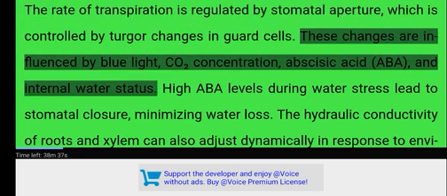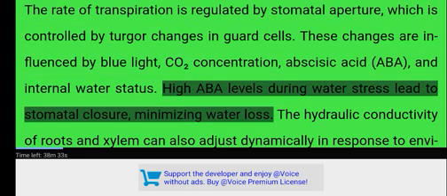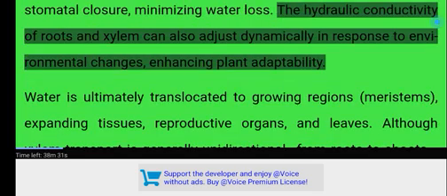These changes are influenced by blue light, CO2 concentration, abscisic acid (ABA), and internal water status. High ABA levels during water stress lead to stomatal closure, minimizing water loss. The hydraulic conductivity of roots and xylem can also adjust dynamically in response to environmental changes, enhancing plant adaptability.